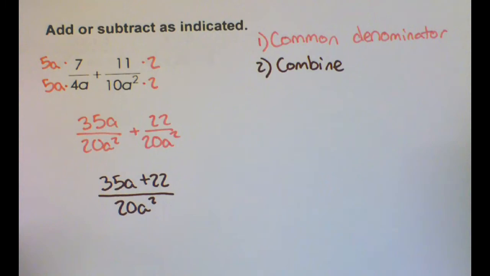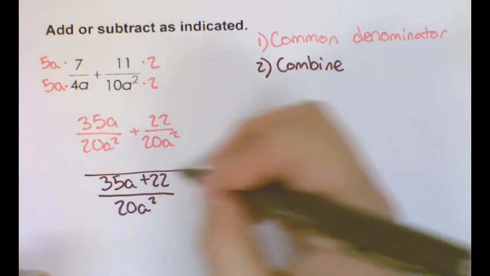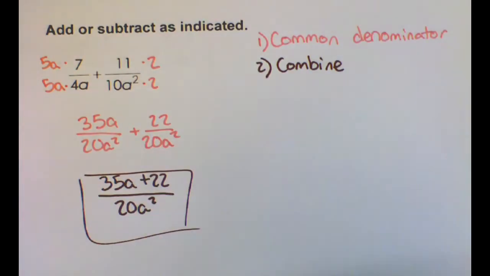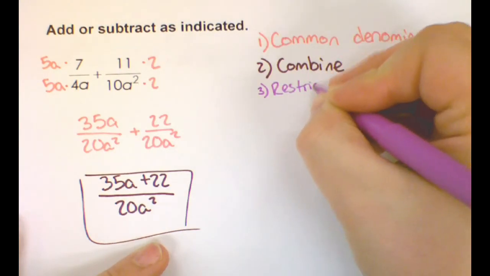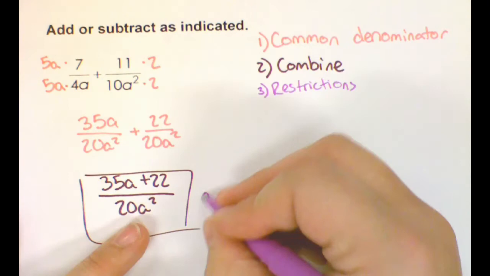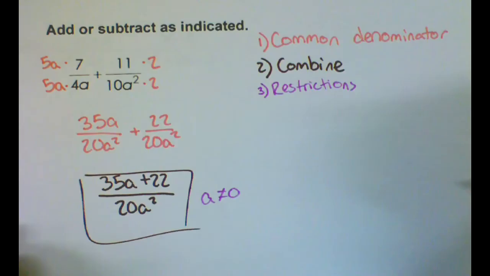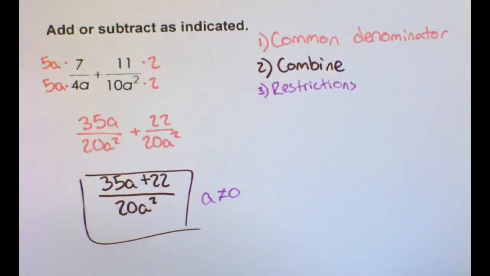The final step is to simplify if you can. Looking at this, there's no GCF, nothing I can simplify. That is our final answer. Can't go any further. And never forget our restrictions. Well, a cannot equal 0 because that's in the denominator. That's the only thing a can't equal. There we go.